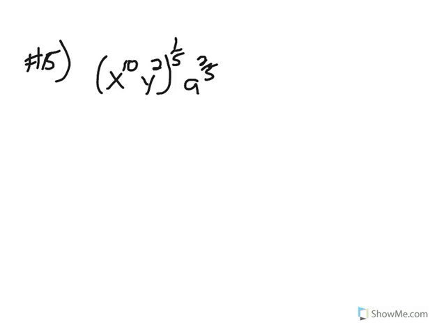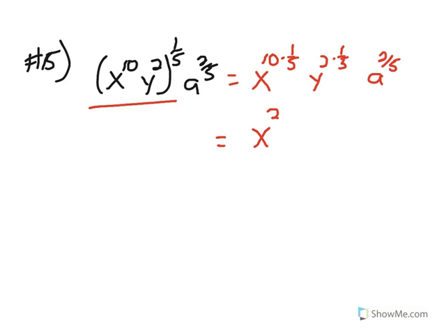Number 15, the directions: express using radicals. Well, at the beginning here, we have the power to a power property, and also the power to a product as well. So we can take the x to the 10th and apply the 1/5 to that, so you multiply the exponents, and the y squared, apply the 1/5 to that, and of course we have the original a to the 2/5. 10 times a fifth is 2. 2 times a fifth is 2/5. And then a to the 2/5 is 2/5.